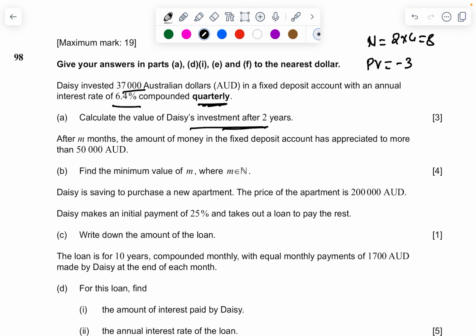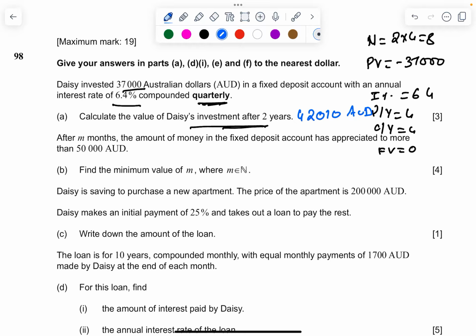Principal value is minus 37,000 and interest rate is going to be 6.4. Periods per year is going to be 4. Compounded per year is also going to be 4. And payment is going to be 0. Then you are going to get the future value. The answer is going to be 42,010 Australian dollars.